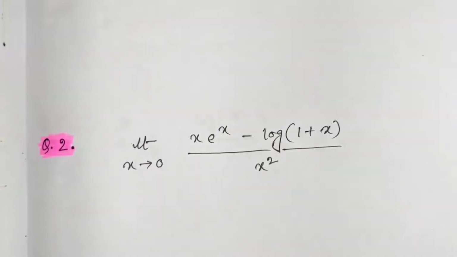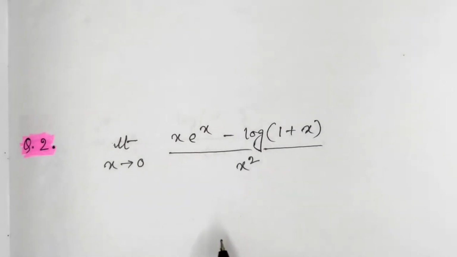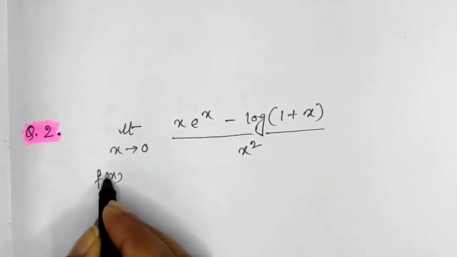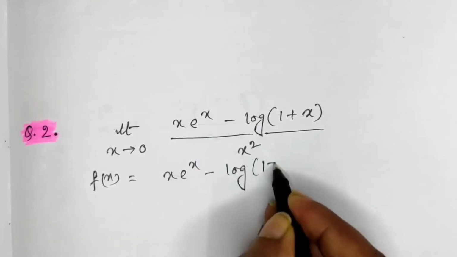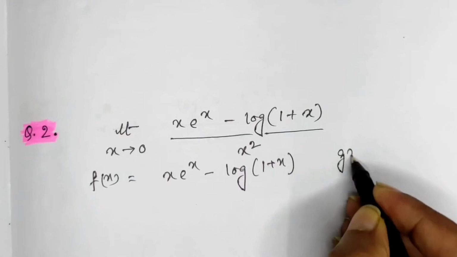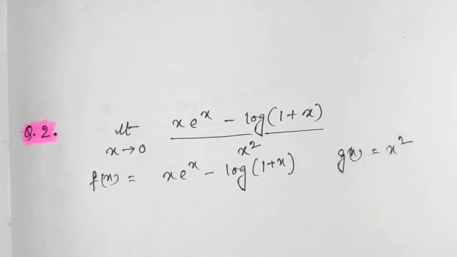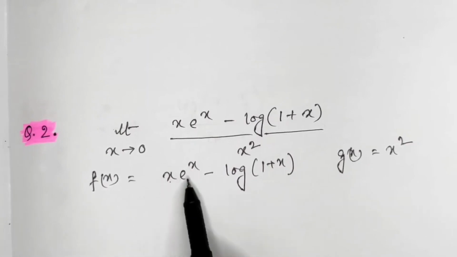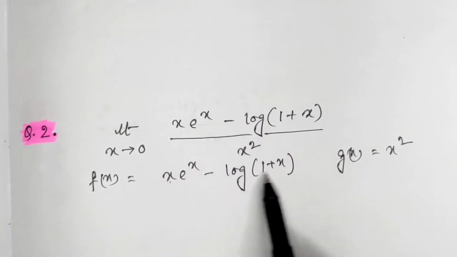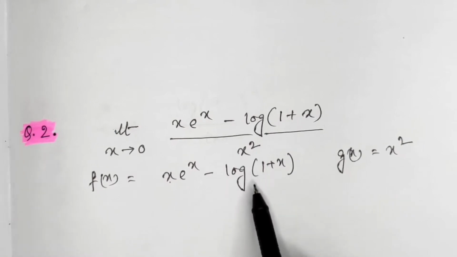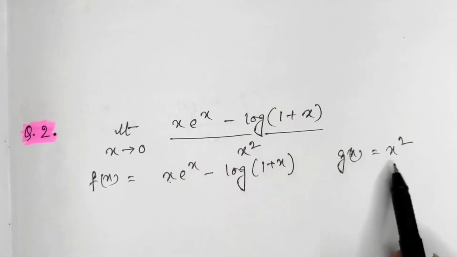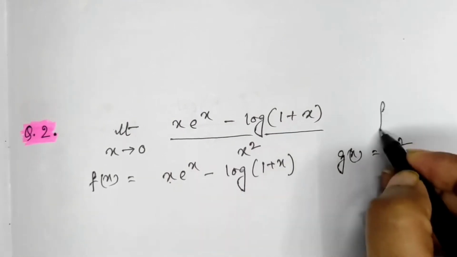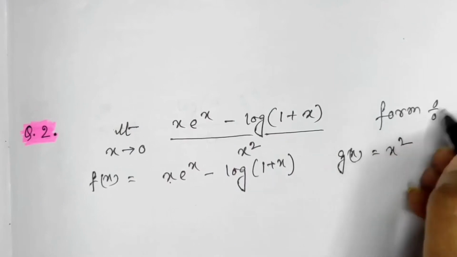Let us consider another one. Here again a function is given, where f(x) equals x e to the power x minus log of (1 plus x), and g(x) equals x squared. Obviously when x tends to 0 we find it is 0, and log of (1 plus 0) is log 1, which is 0, that we know. So the functional value at x equals 0 is 0, and g(x) is obviously 0, so this one is also in the form of 0 by 0.